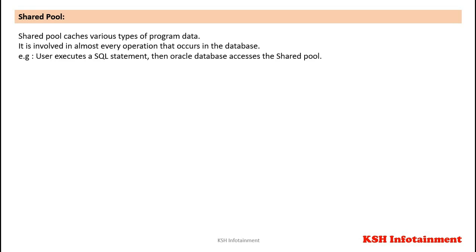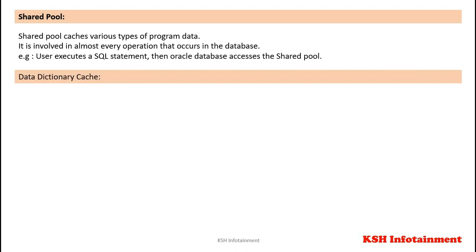Shared pool. Shared pool caches various types of program data. It is involved in almost every operation that occurs in the database. For example, user executes a SQL statement, then Oracle database accesses the shared pool. In shared pool, we have data dictionary cache. It stores definitions of database objects and their permissions.